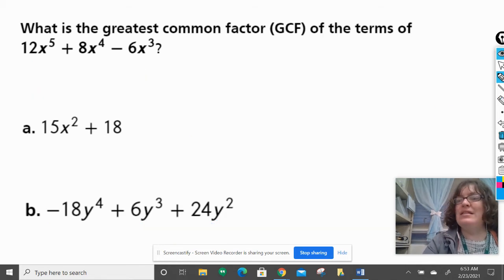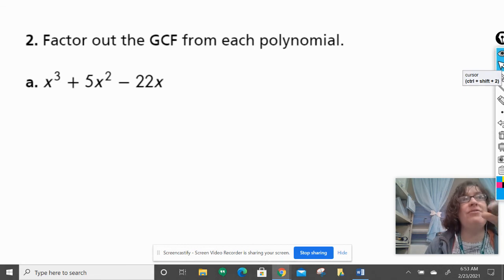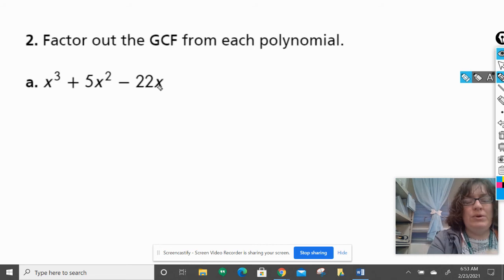All right, so the last step of this process is now factoring out the GCF. So it starts the same way. We find the GCF, and then what we're going to do is write that GCF, but also show what's left over once you do that. So the way that that works is this.